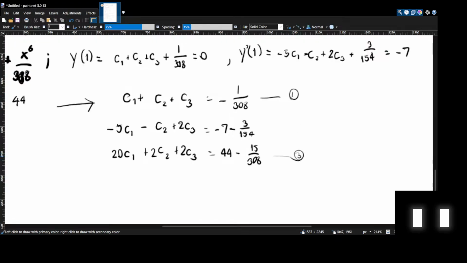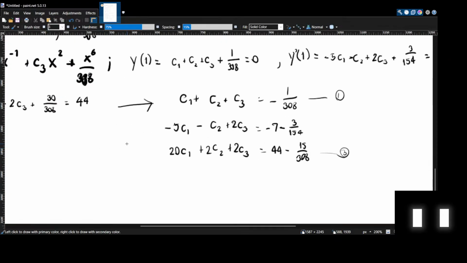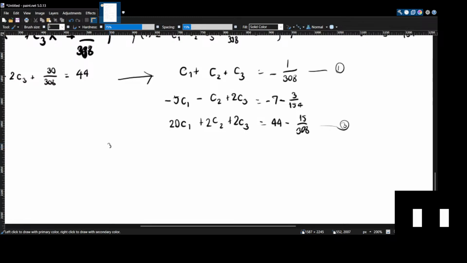Okay, so this one is equation 1. This one's equation 3. What I can do is subtract equation 3 by 2 times equation 1. And we're gonna get 18C1 equal to 44 minus 15 over, no, this is 30 over 308 minus 30 over 308.